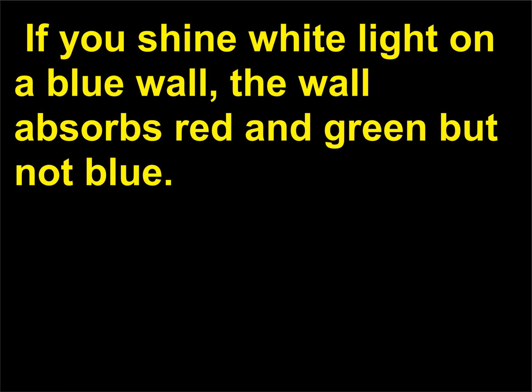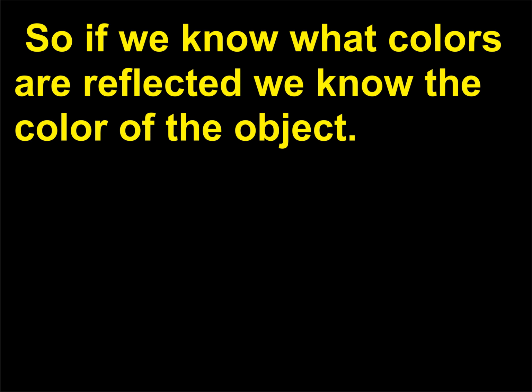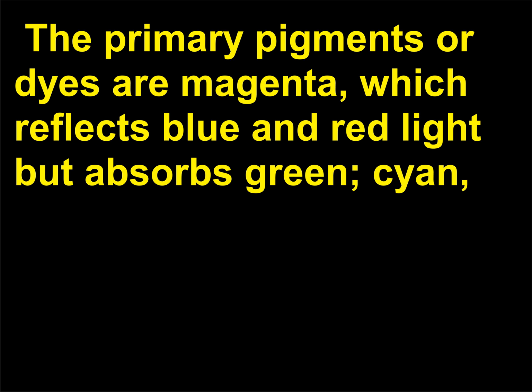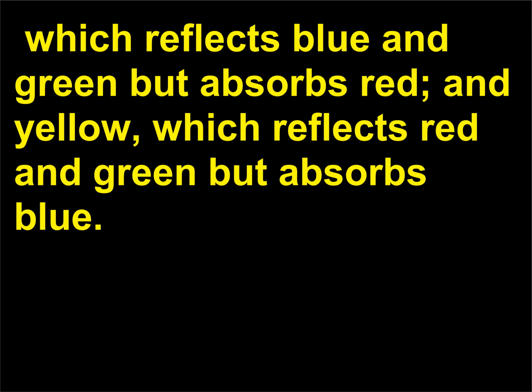If you shine white light on a blue wall, the wall absorbs red and green but not blue. So if we know what colors are reflected, we know the color of the object. The primary pigments or dyes are magenta, which reflects blue and red light but absorbs green, cyan, which reflects blue and green but absorbs red, and yellow, which reflects red and green but absorbs blue.